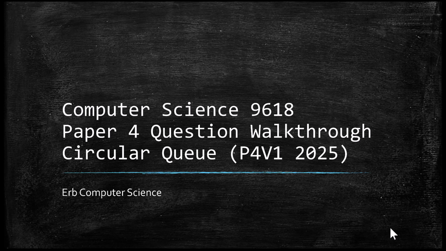In this video for Computer Science 9618, we're going to take a look at a paper 4 question and walk through how the question works, how to answer it, and how to get full points on this paper 4 question. It focuses on a circular queue. Now this one is from paper 4 variant 1, taken this past year, a few months ago in the May-June 2025 exam. So let's go ahead and take a look at this circular queue question.